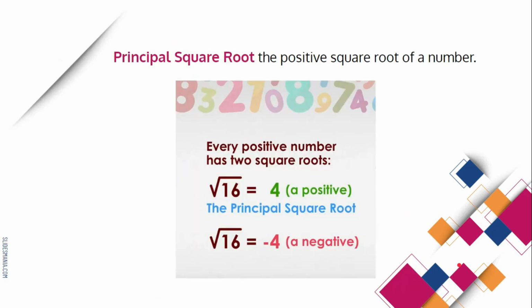A perfect square root is the positive square root. So every positive number has two square roots, a positive one and a negative one. So the principal square root is the positive one.